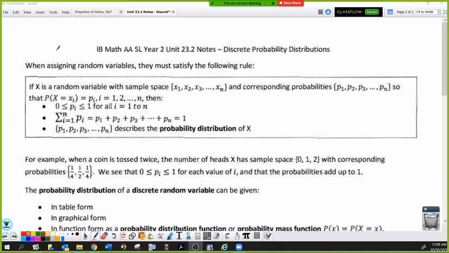Discrete probability distributions, the second section of unit 23.2. When assigning random variables, they must satisfy the following rule. And it's got 3 bullets there, but all pretty much says the same thing.